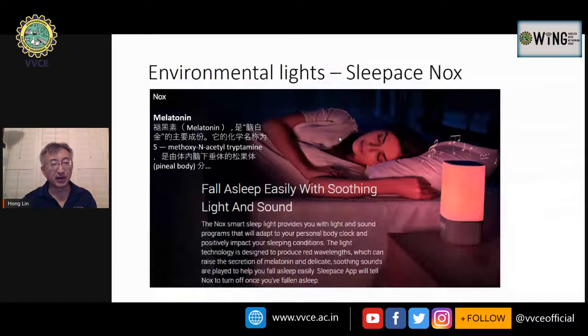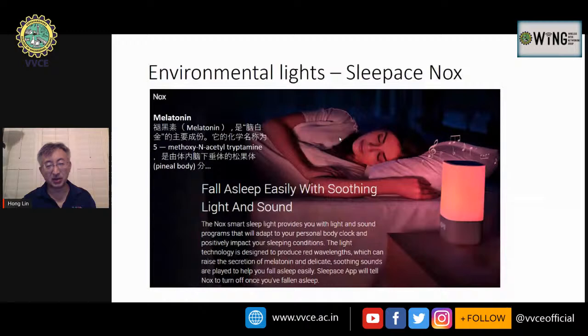And the other technology may use lights, like this one. It tries to emit light that can help people stimulate the pineal body to emit melatonin. Melatonin is a material that will help people get into sleep.